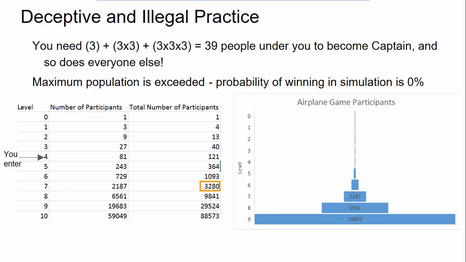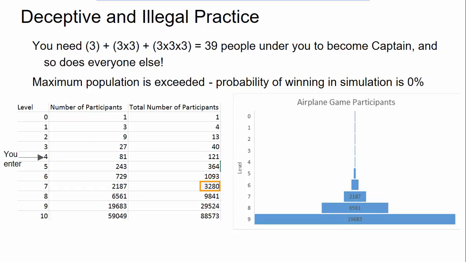Level 4 people will ultimately need more than 2,000 people recruited to reach captain, more than the stated population in this scenario. Therefore, the probability of winning the airplane game simulation was effectively 0, though we will give you a 1 in 100 chance of winning the $20 today.